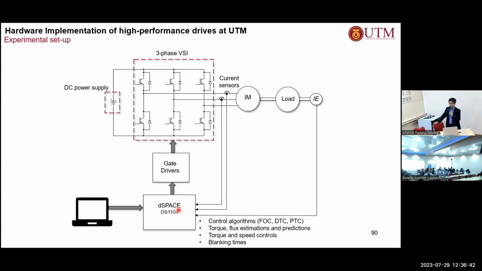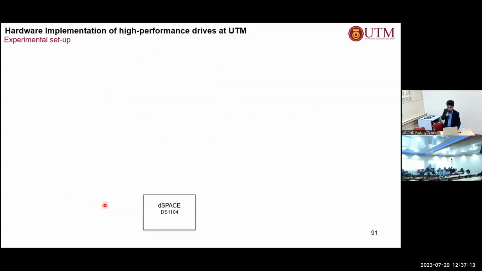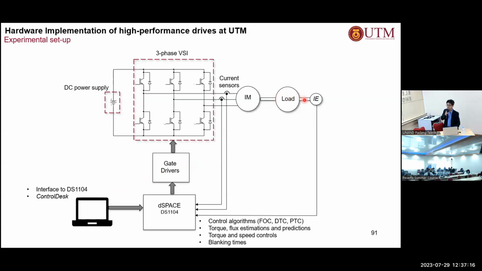All right. So the control algorithms that we have implemented, which I'm going to show you, are FOC, DTC, and PTC, where all the algorithms for estimating the torque, the flux, and the flux position, as well as controlling the torque and the speed, are implemented within that DS1104, including the blanking time here. We have the interface with the DS1104 using ControlDesk software, which is provided by dSPACE. Now we have the incremental encoder here, IE, to sense the speed. We also have research on predicting the speed, which I'll show you later on. And then we have the current sensors here, and the motor is coupled to the load.